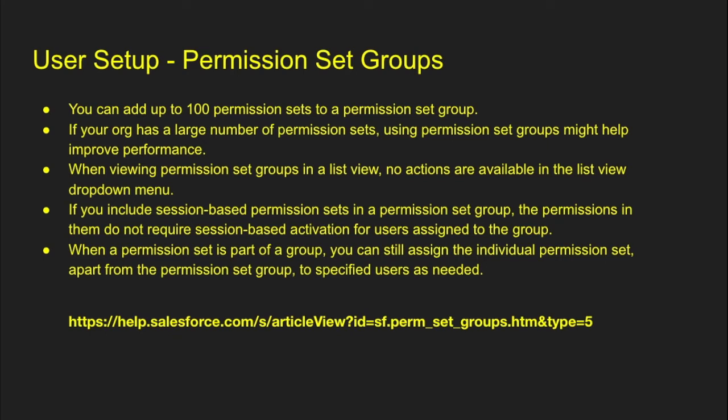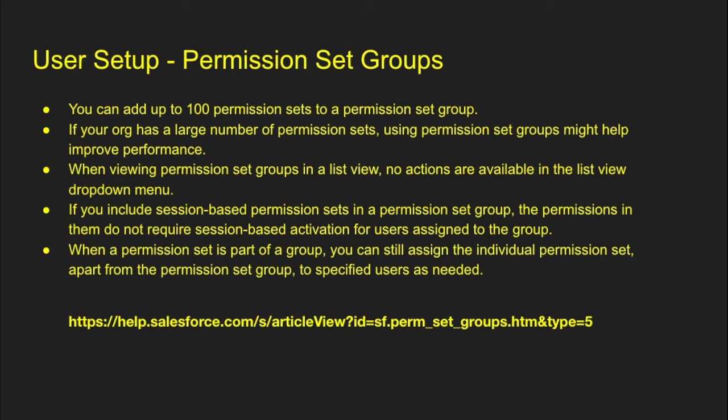If your org has a large number of permission sets, using permission set groups might help improve performance. When viewing permission set groups in the list view, no actions are available in the list view drop-down menu. If you include session-based permission sets in a permission set group, the permissions in them do not require session-based activation for users assigned to the group.